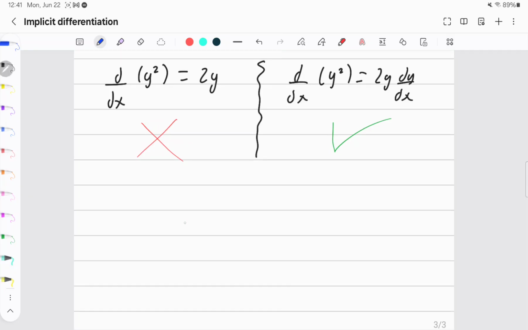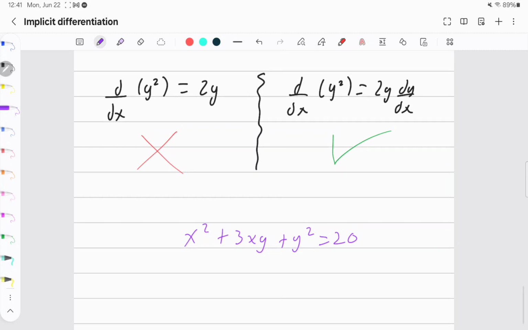And if you want to give it a shot, you could try this one: x squared plus 3xy plus y squared equals 20. You can do this one and comment your answer, and I'll pin the correct answer.